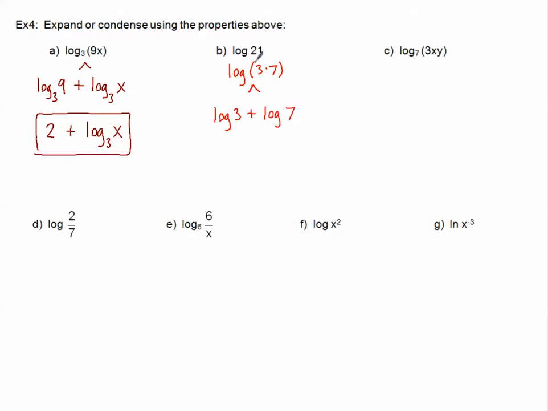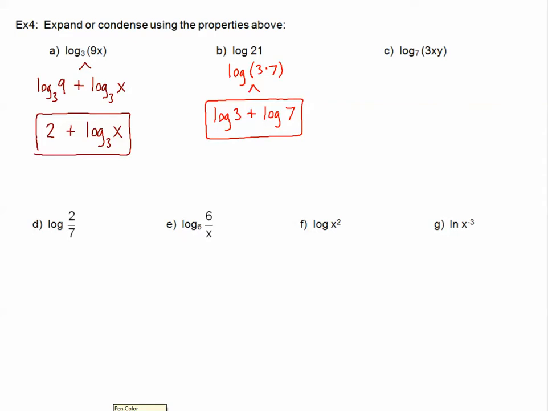I did this with a number so that you could check this in your calculator if you don't believe my properties. You can plug this right into your calculator using the common log button, the log of 21, and press enter and get some irrational decimal number, and then type in the log of 3 and add it to the log of 7 and see that you get the same number, because that's true.